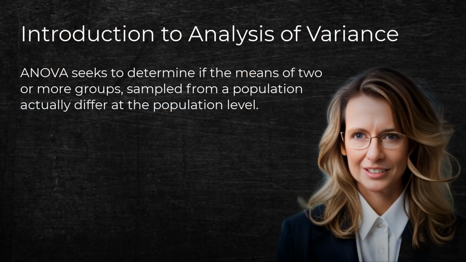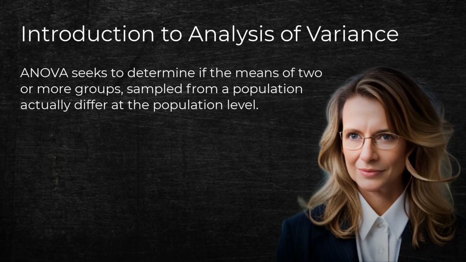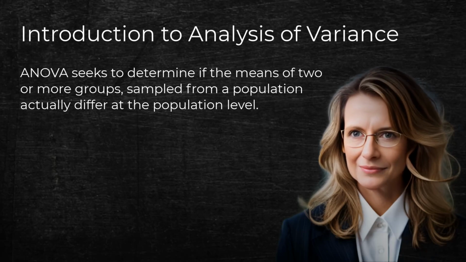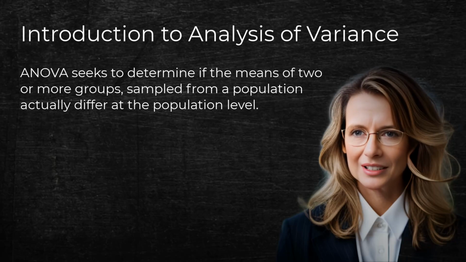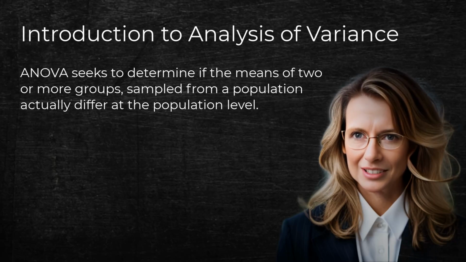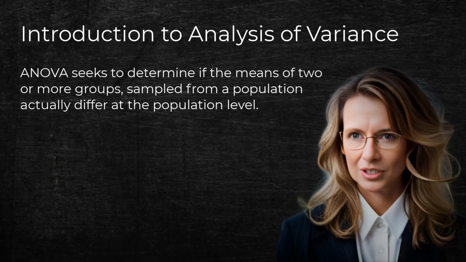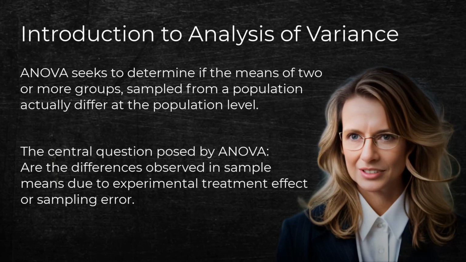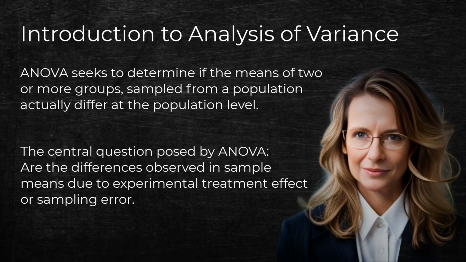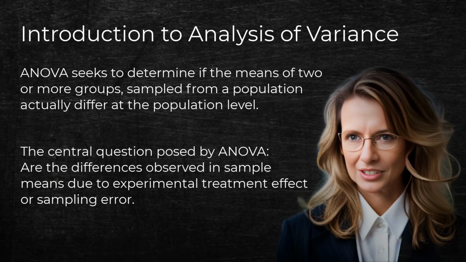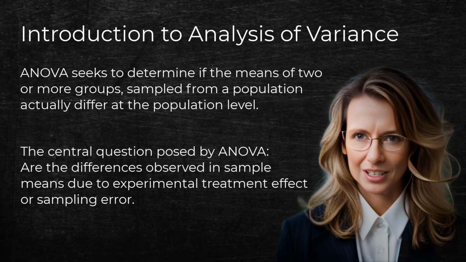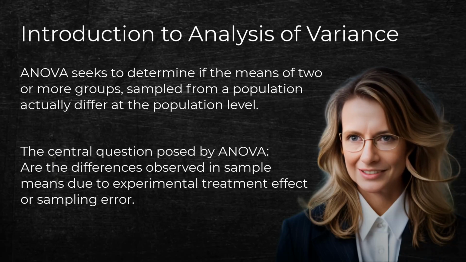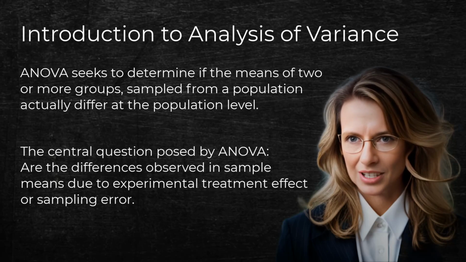Analysis of variance primarily seeks to determine if the means of 2 or more groups, sampled from a population, actually differ at the population level. While t-tests are commonly used to evaluate mean differences between 2 groups, ANOVA is typically employed when comparing the means of 3 or more groups. The central question posed by ANOVA is whether we can confidently state that the differences we observe in sample means truly reflect actual differences at the population level caused by our experimental treatment, and are not simply differences that resulted from sampling error.